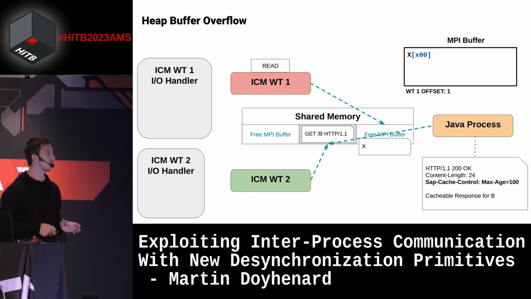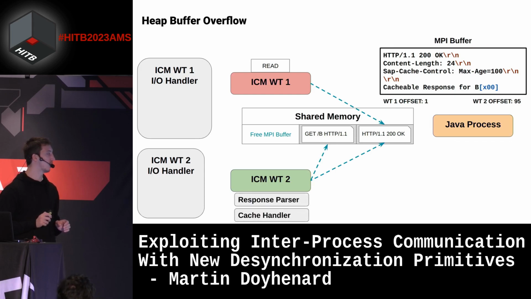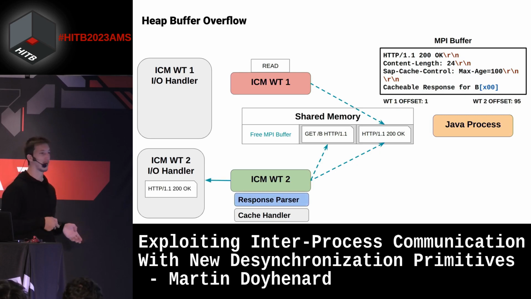And let's say that the worker thread 2 generated a request that is going to generate a response with this SAP cache control header. So actually, get to B will generate a response with SAP cache control without having to tamper anything, okay? So at that point, the MPI buffer will store the actual response, nothing strange here. It will send it to the worker thread 2, and the worker thread 2 will call the parser and then the handlers. First, the parser, it will send it to the client. We haven't attacked anything yet.